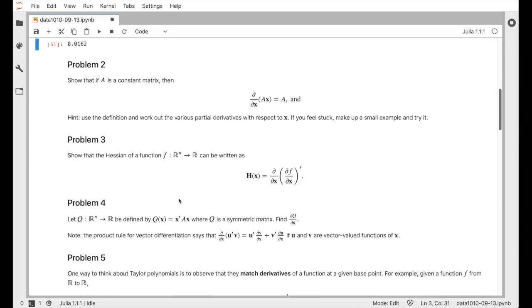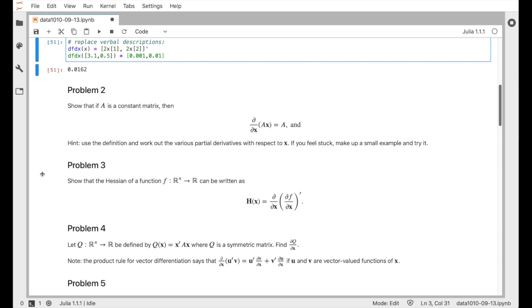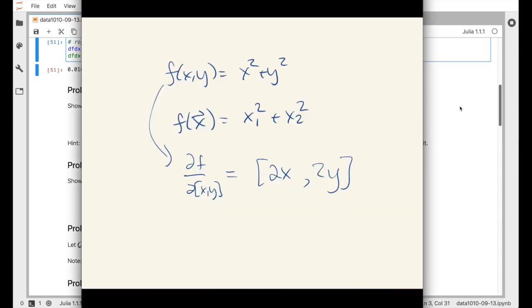So we need to build up a suite of tools for dealing with matrix differentiation. And the first one we're going to look at is just what happens when you differentiate a linear function. This comes up pretty often, and the result is what you would expect. When you differentiate Ax, you get A. And to show this, we just take a look at a general example.